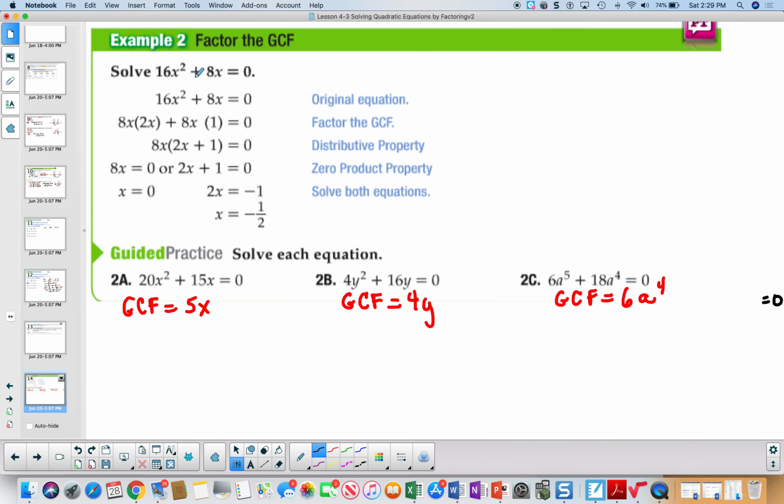Okay, let's take a look at this problem. This has a greatest common factor, and that happens to be 8x. So I pull out an 8x from both of these terms, and I get this. Here are my two terms that are being multiplied. So I'm going to use the zero product property, set each one equal to 0, and do my algebra. And then I get two answers. This will be one of my answers. This will be the other answer.